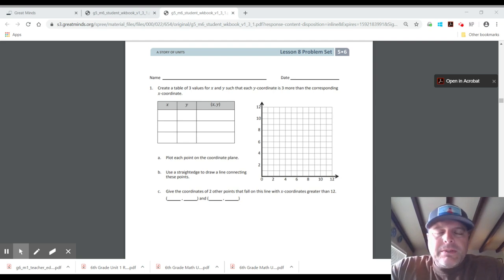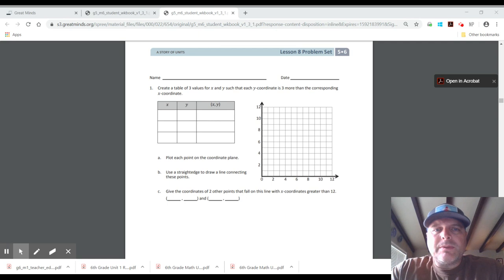Okay, welcome to lesson 8, and this is a problem set. This lesson has 4 pages, but there's only 4 problems. Okay, so the first one here you see lesson 8. The directions say create a table of 3 values.